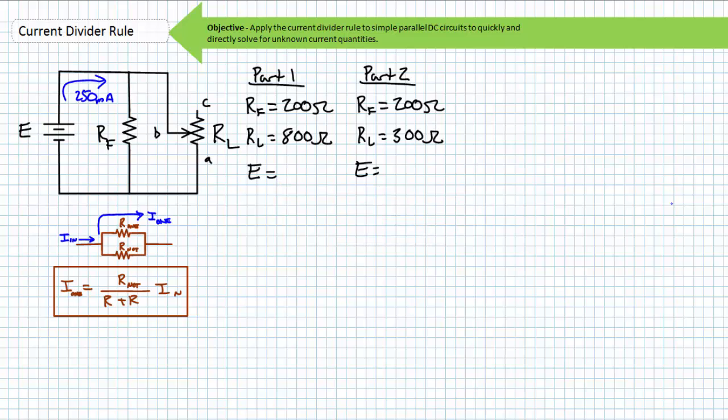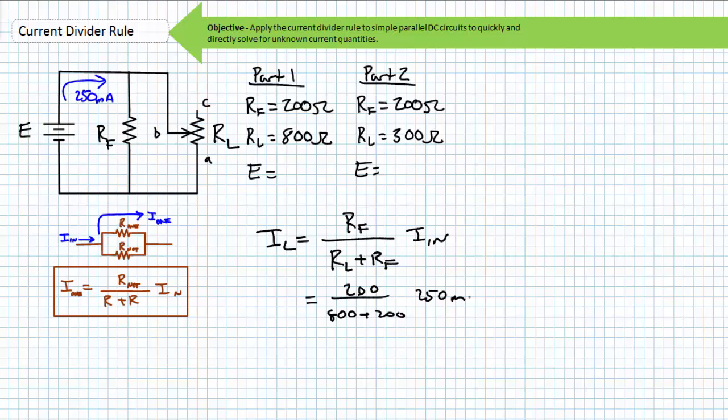Here's how I'm going to tackle the problem. You may have used different methods in a different order, but our answers should agree. For part 1, when RL is 800 ohms, I'm going to use the CDR to solve for IL, the current through the load resistor RL, where IL equals RF divided by RL plus RF times the incoming current. Substituting in the necessary values, we find IL to be 50 milliamperes.